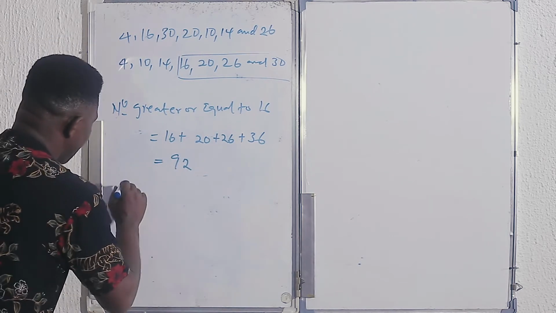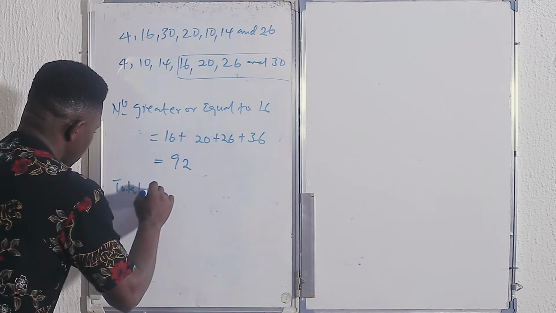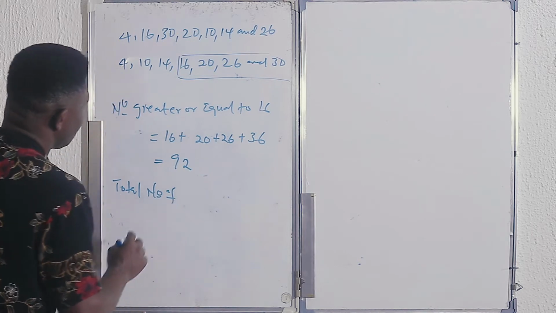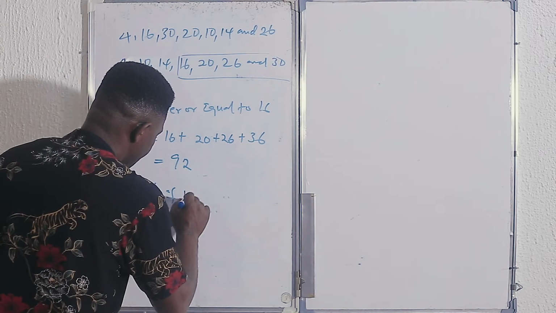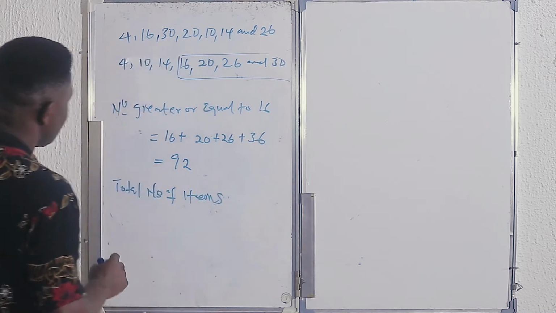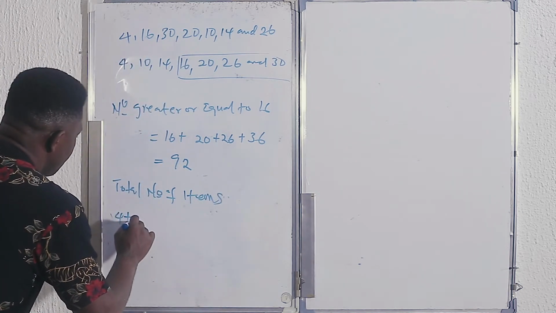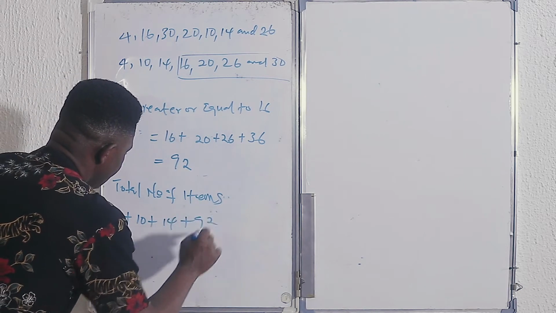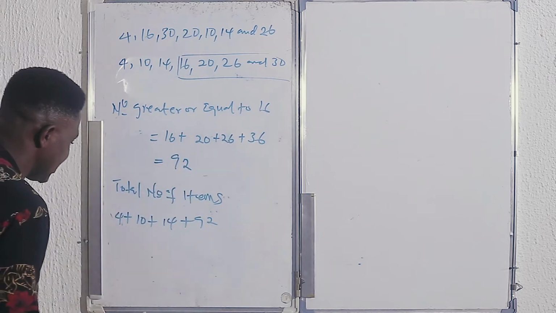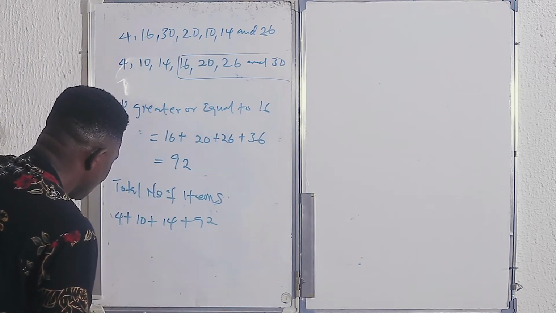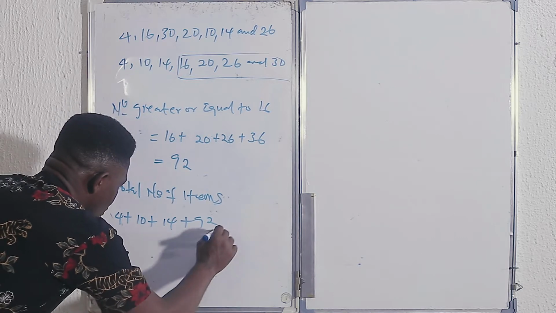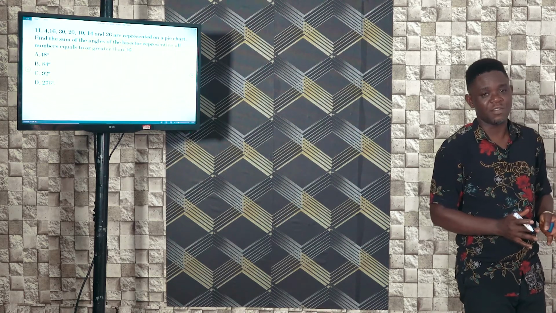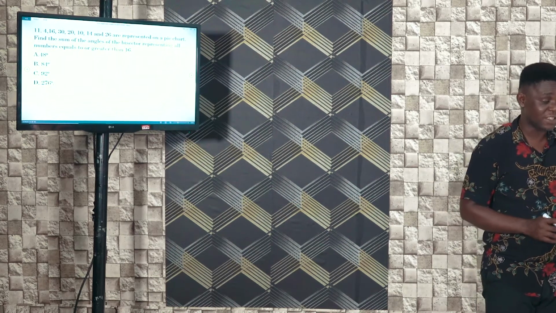Now the total number of items is 4 plus 10 plus 14 plus 92. Remember, 16 to the end is 92. All of that will give you 120. Now, the total circumference of a pie chart is 360.